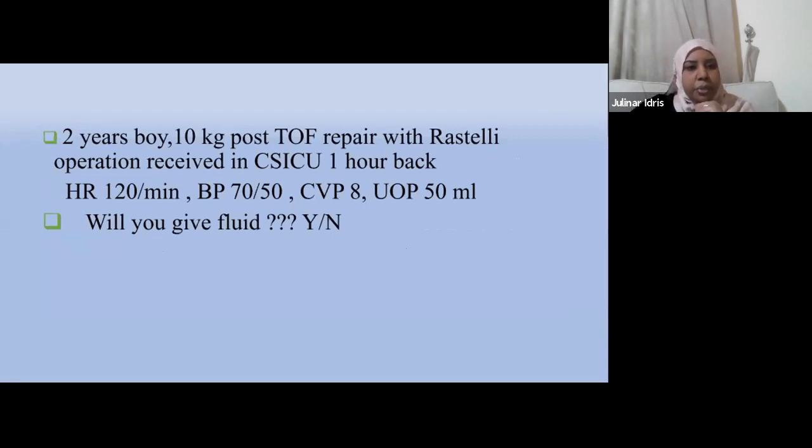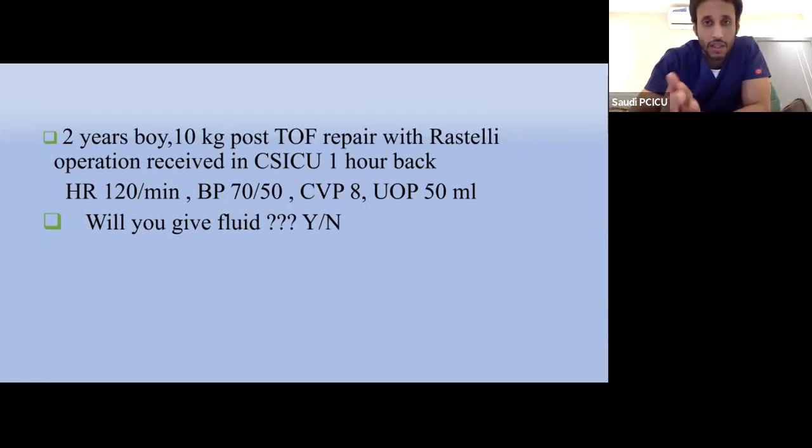So this is a 2 years old boy, 10 kg, post-op repair with Rastelli operation, received in the cardiac surgical ICU 1 hour back. Currently his heart rate is 120 per minute. His blood pressure is 70 by 50. His CVP is 8 and his urine output is 5 mL. So the question is, will you give fluid, yes or no? Kindly, guys, you will see the question on your mobiles or whatever PC you are using.